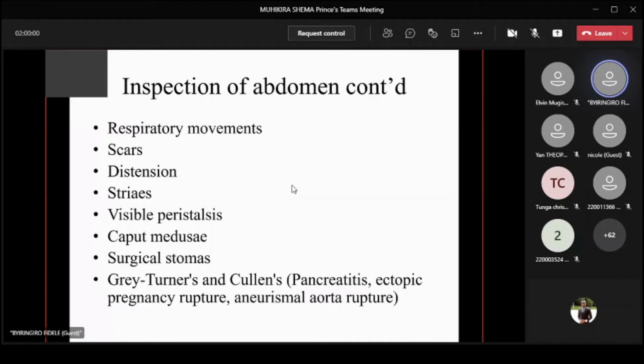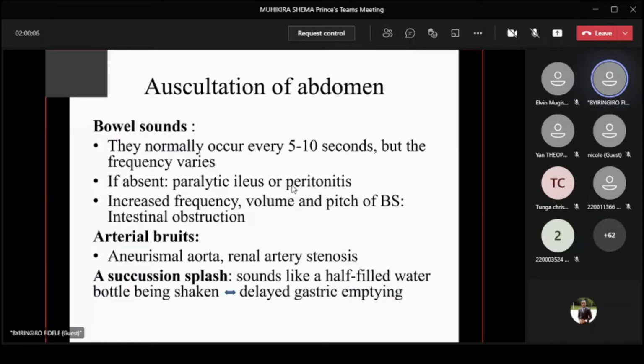So on auscultation, you have to listen for bowel sounds, arterial bruits, and succussion splash. For the bowel sounds, usually they are heard within 10 seconds, but the frequency varies. If they are absent, it's in favor of paralytic ileus or any infectious condition in the abdomen. If they are increased in volume and high-pitched, this is in favor of intestinal obstruction. For arterial bruits, you have to look for aortic aneurysm and renal artery stenosis. A succussion splash sounds like a half-filled water bottle being shaken and indicates delayed gastric emptying.